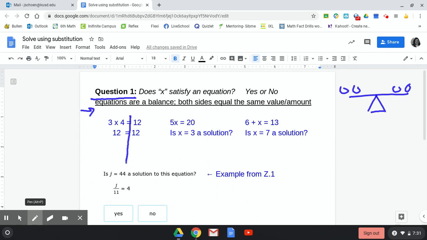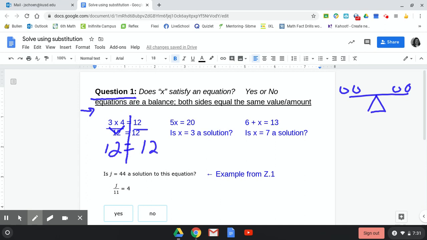So is 3 times 4 equal to 12? Well, it is, because 3 times 4 is 12 and 12 is equal to 12. That's a true statement. It's the same amount and they're balanced. So let's look at the next one.